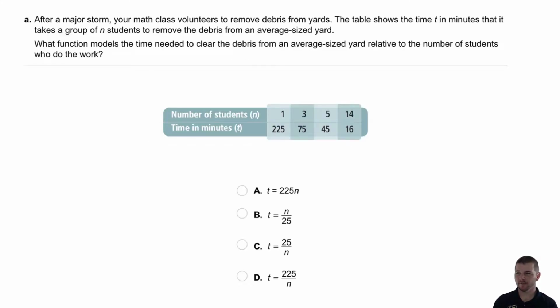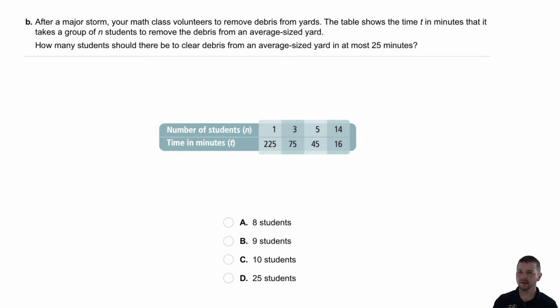Your turn, Part A. After a major storm, your math class volunteers to remove debris from yards. The table shows the time T in minutes that it takes a group of N students to remove the debris from an average-sized yard. What function models the time needed to clear the debris from an average-sized yard relative to the number of students who do the work? In Part B, same scenario, but the question now is, how many students should there be to clear debris from an average-sized yard in at most 25 minutes?